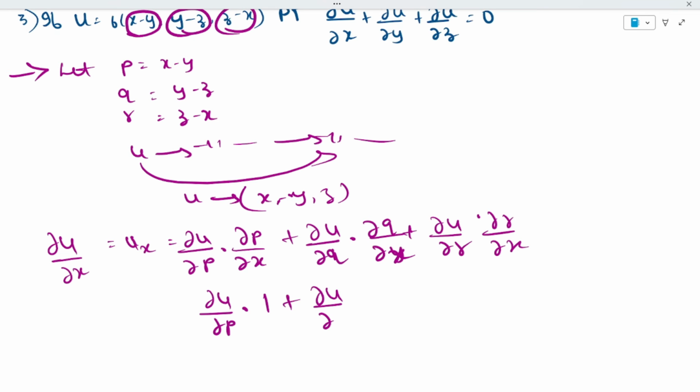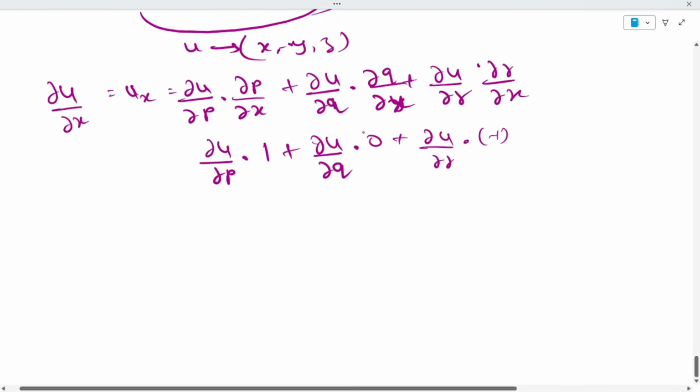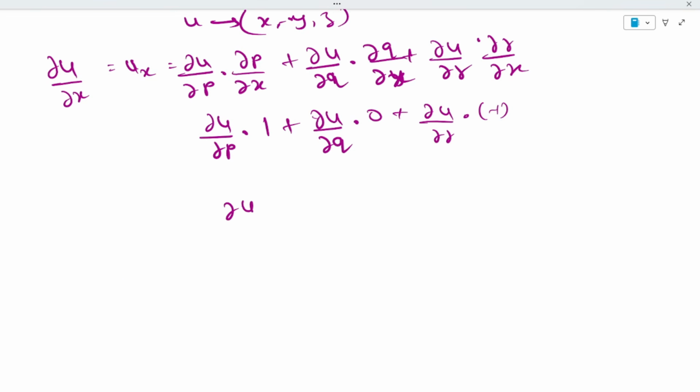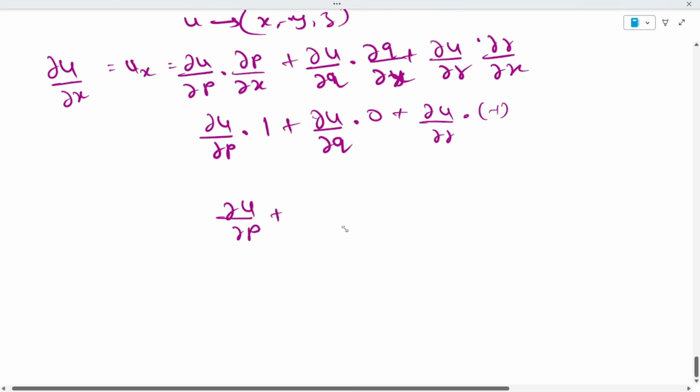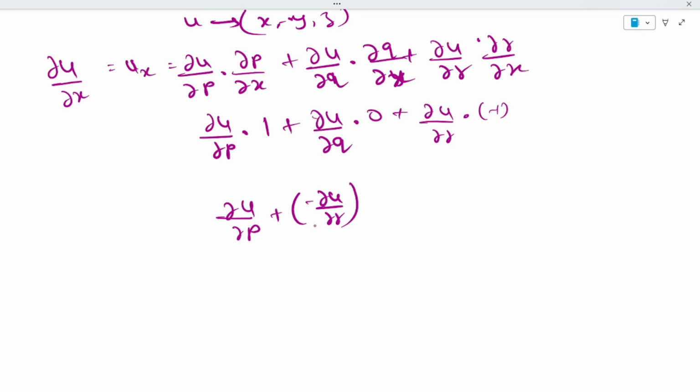Next, del u divided by del q, with respect to x, x is not here, so it will be 0, plus del u divided by del r, and it will be minus 1, right? Minus x. Now it will be del u divided by del p. Sorry, this is 0, you do not need to write this. That is minus del u divided by del r. If you bring out the minus, it is del u divided by del p minus del u divided by del r.